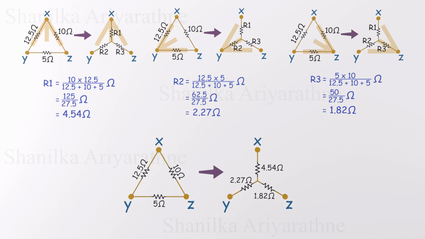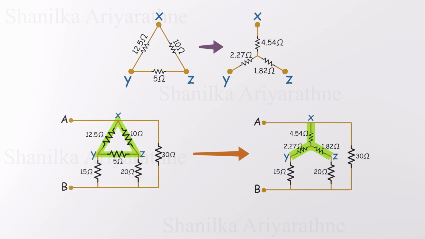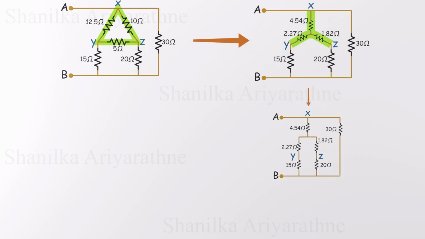And just like that, the delta to Y transformation is complete. We can now replace the original delta with this Y-shaped configuration. The electrical behavior of the circuit stays exactly the same, but now it's much easier to simplify. With the transformation done, we're ready to move on to the fun part, spotting series and parallel combinations and solving the circuit step by step.